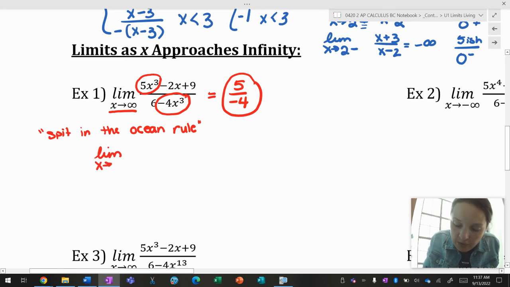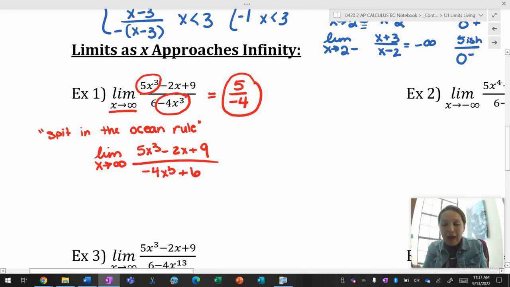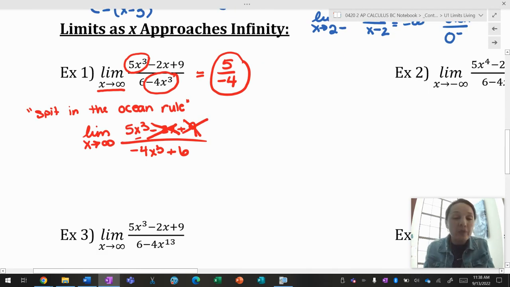If I take the limit as x approaches infinity of 5x cubed minus 2x plus 9 over, I'm going to rewrite this as negative 4x cubed plus 6, I have infinity. And then I'm cubing it. I am multiplying 3 infinities together. I have an infinite number of infinities and then an infinite number of that. And then that times 5. That is so gigantic that I don't even care that I'm subtracting 2 infinities away. I don't even care that I'm adding 9. Nobody does. Same thing down here. I don't care that I added 6.